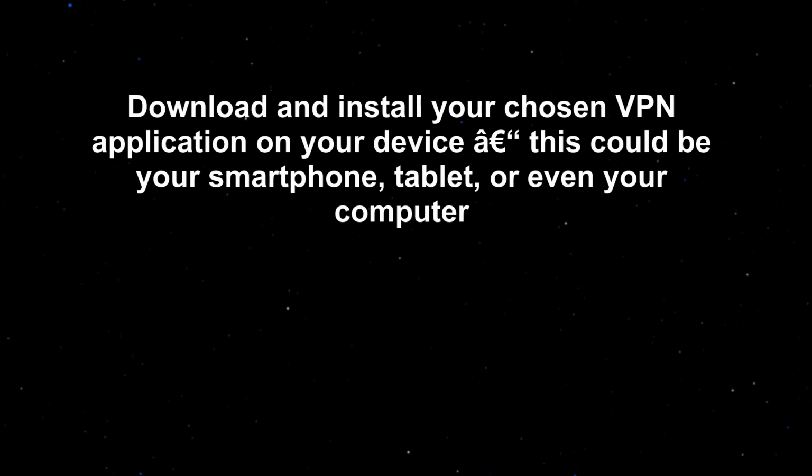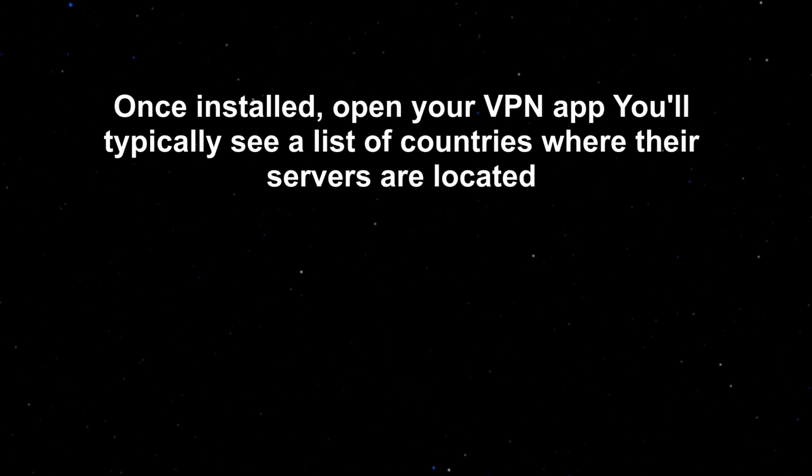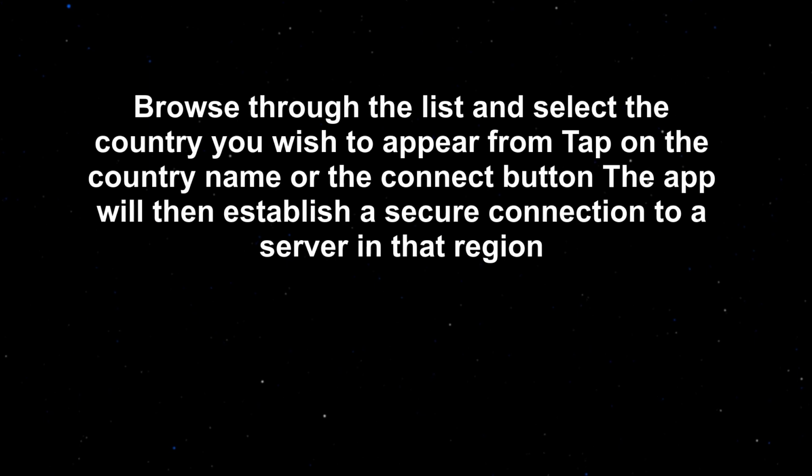Download and install your chosen VPN application on your device. While this could be your smartphone, tablet, or even your computer. Once installed, open your VPN app. You'll typically see a list of countries where their servers are located. Browse through the list and select the country you wish to appear from.